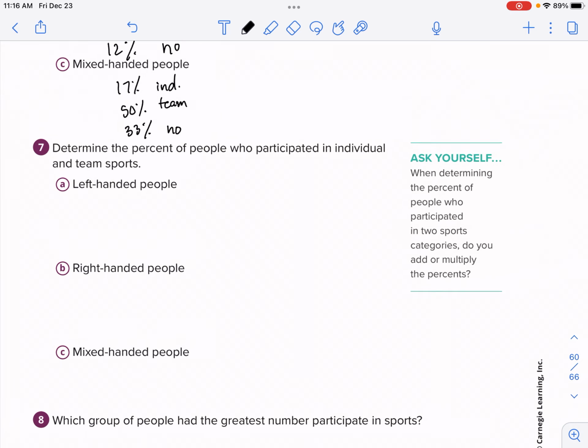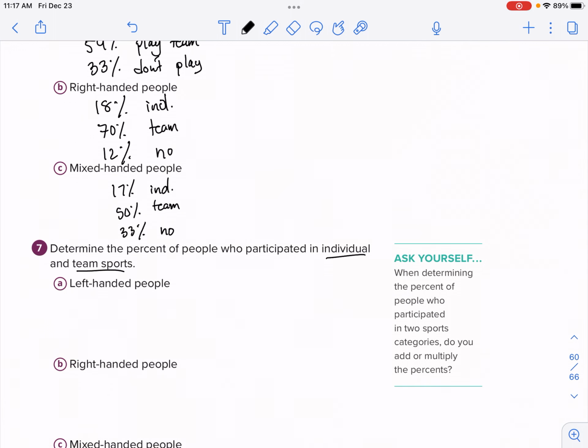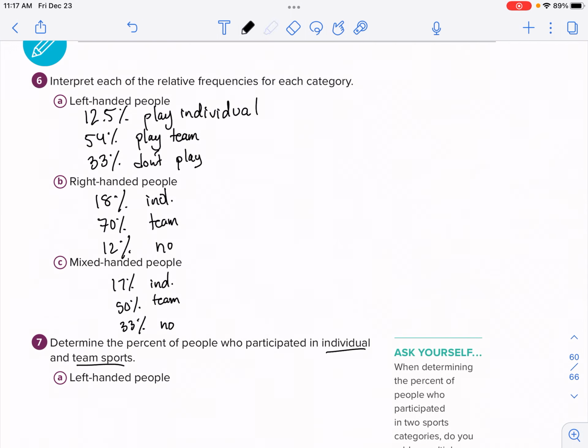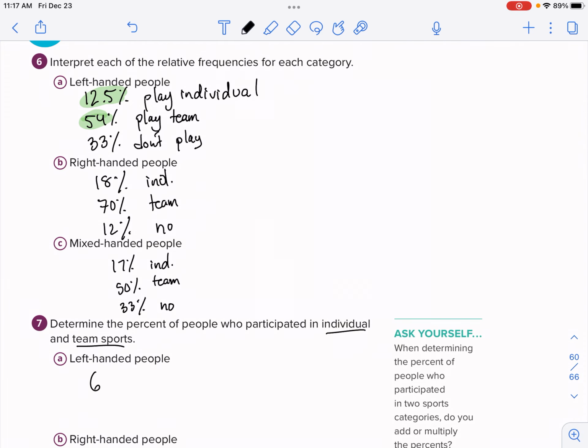All right, but let's go and continue this. Determine the percent of people who participated in individual and team sports. Okay, for left-handed people, in that case, we're going to add them. So individual and team sports, right? If you take left-handed people and add this and this, what's the total amount of athletic participation? If you add that all together, that's going to give you 66.5% play a sport, right, whether it's individual or team.